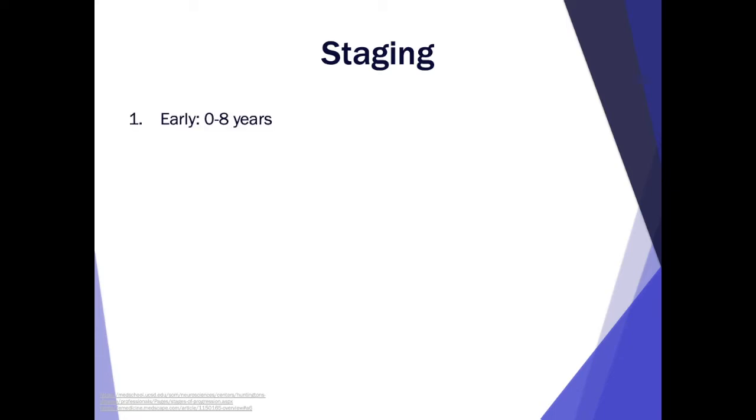So remember, staged 1 to 5 and graded 0 to 4. So stage 1 is basically early disease, so it will be from 0 to 8 years after disease onset. The patient will be fully functional and they might have some very mild cognitive and behavioral changes.